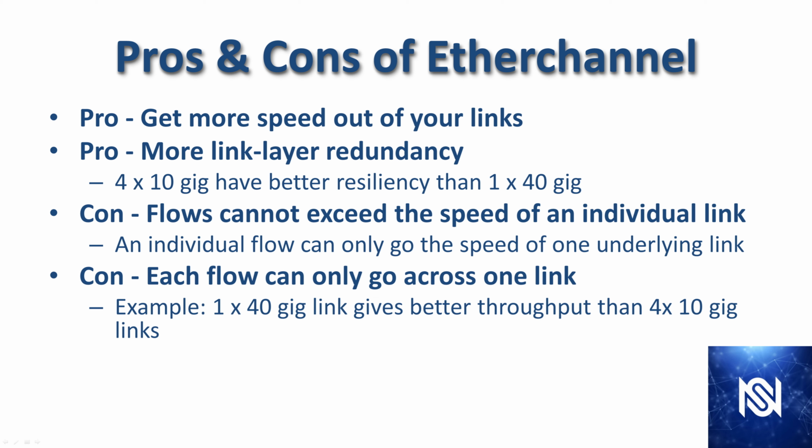Now, one of the cons, and I guess common misperceptions, is that flows cannot exceed the speed of an individual link. An individual flow can only go the speed of the underlying link. Meaning if you have 4 1 gig links bundled, individual flows going across that link could only go 1 gig. And that's because when the flows go across that link, it's just going to pick one of the member links to go across. And a good analogy that you'll hear quite often for this is how the link bundle is actually like having a 4-lane highway, whereas you can have 4 lanes of traffic, but you're not increasing the speed of each of the individual lanes. Each of the individual lanes still has to abide by the speed limit.